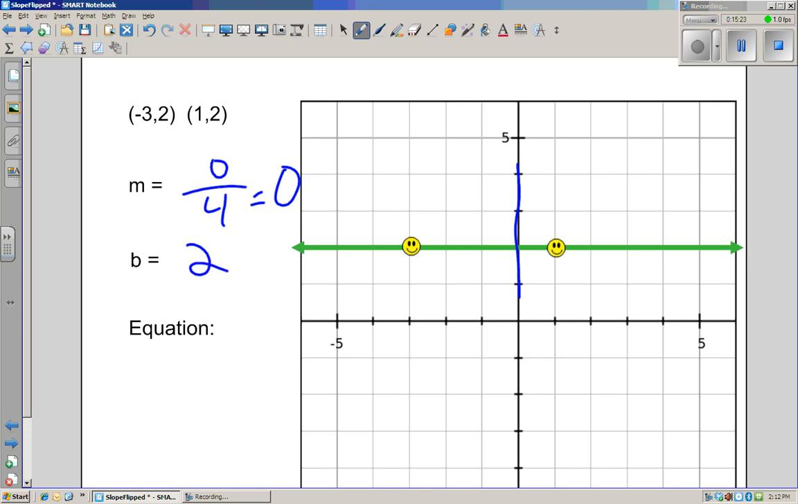So for my equation, I could have y equals 0 over 4x plus 2. But what I would prefer you doing, since it is a 0, we don't need to put anything. So we just use y equals, and the plus 2. That is the preferred method for that particular example.